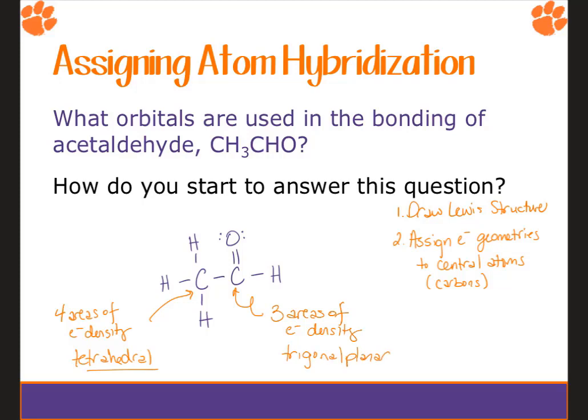Now that we know our electron geometries and how many areas of electron density we have, we know that we need to have as many hybrid orbitals as we have areas of electron density. So it correlates directly to the electron geometry. So step 3 is to figure out your hybrid orbitals. See what you can do with that, and then we'll check back in.